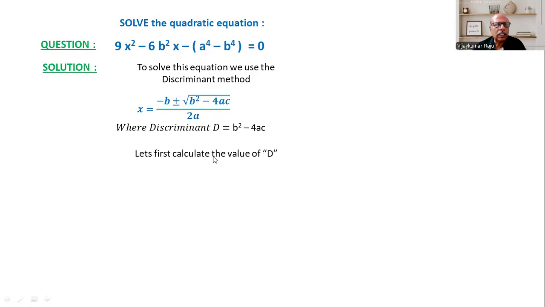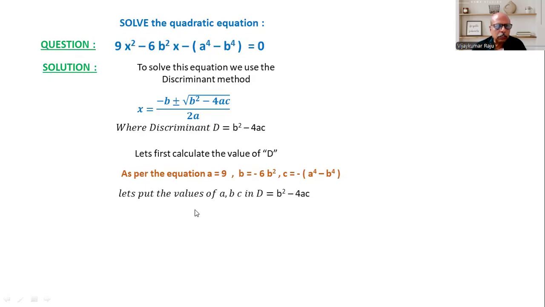So let's first calculate the value of D. As per the equation, a is the coefficient of x square, so this is 9. The coefficient of x is b, that is minus 6b square. And this is your c, that is minus a raised to 4 minus b raised to 4. Let's put all these values in this expression, the values of a, b, c, and D.